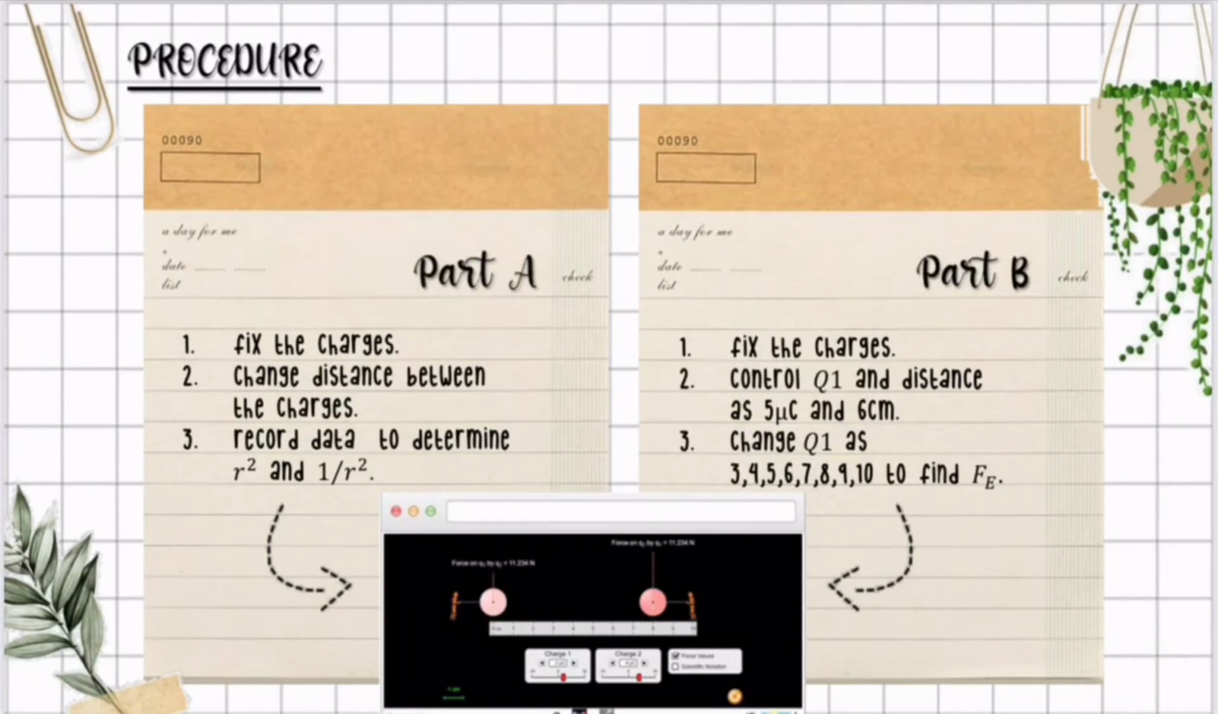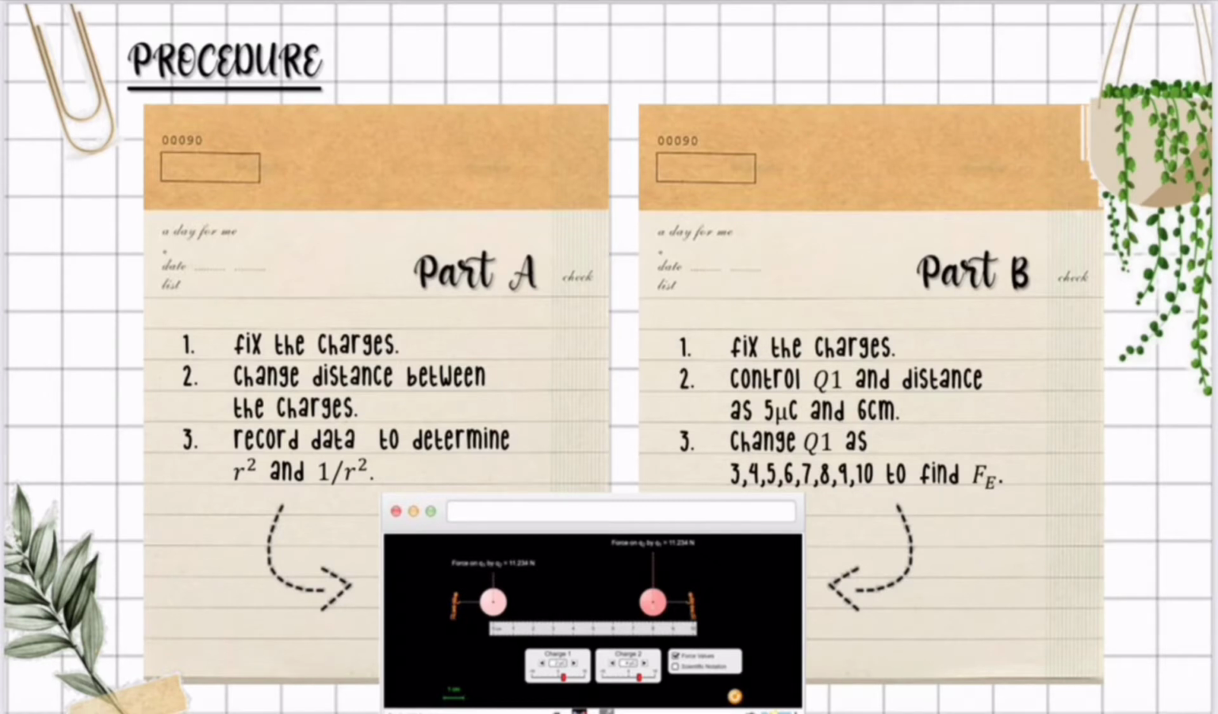Then, the procedure of this experiment: first, we need to click the link that is given in the lab manual, and then an image will be displayed like in the bottom of this slide. There are two parts in this experiment, which are part A and part B. First, for part A, we are going to fix the charge in the beginning of this experiment. There are two charges, and we have to change the distance between the charges from 3 until 10 to find the relation of the distance and the electric force. And then after we get the result, we must record it in the table given.